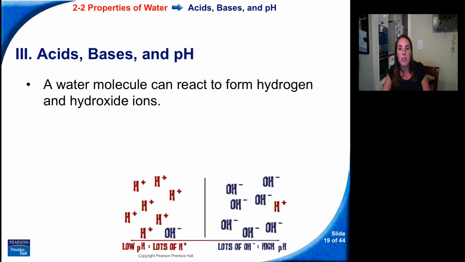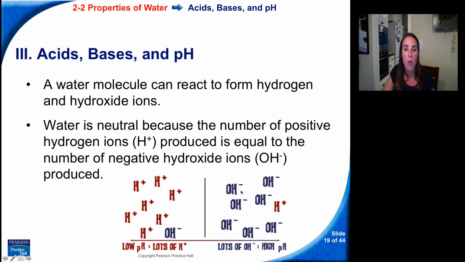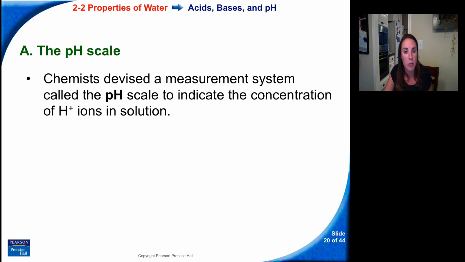So acids, bases, and pH. A water molecule can react to form hydrogen and hydroxide ions. So here's hydrogen ions, H+, OH- is hydroxide ions. Water is neutral because the number of positive hydrogen ions produced is equal to the number of negative hydroxide ions produced. So when we're talking about acids and bases and neutral solutions, we're talking about how much hydrogen ions it has or how much hydroxide ions it has.